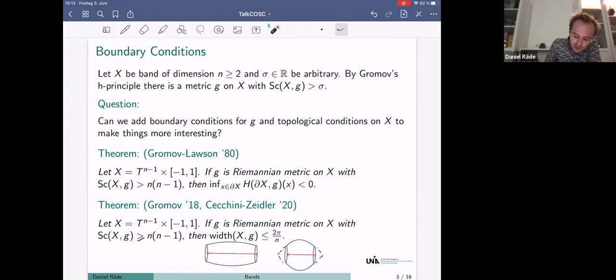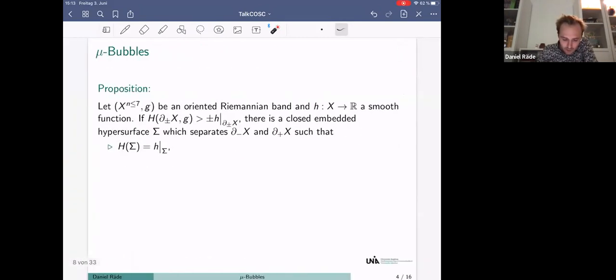And of course, I only picked one example. In the result of Gromov, as well as in the result of Cecchini and Zeidler, they don't just have it for the torus cross the interval, they have it for more general things, and in particular for Riemannian bands which are not trivial. And you don't need to be in a cylinder for that. All right. So if there are no questions, let's continue.